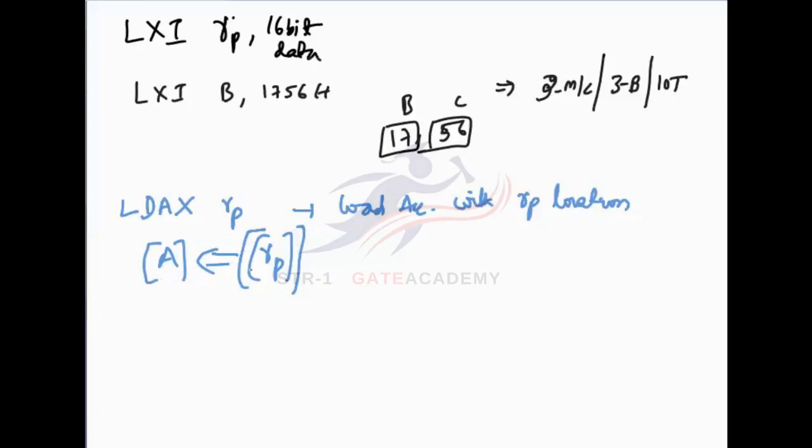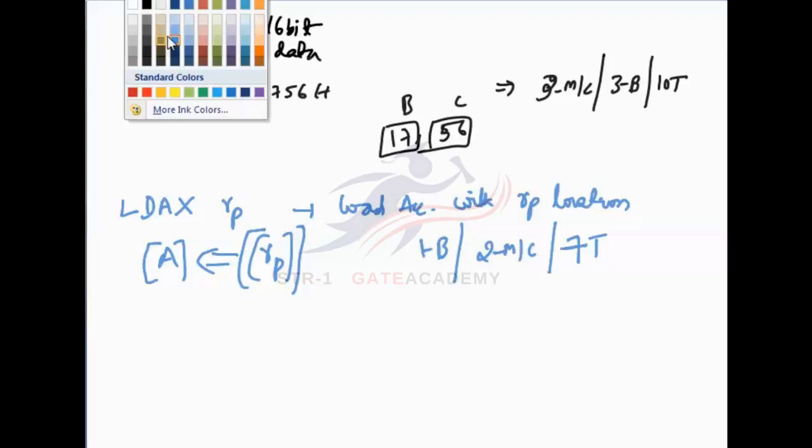Now for this operation, how many bytes? Only 1 byte, because no data is given here. And how many machine cycles? One fetching is compulsory, then it performs the memory reading, since location means it takes the data from a memory location. So 2 machine cycles and 7 T states. That is LDAX.